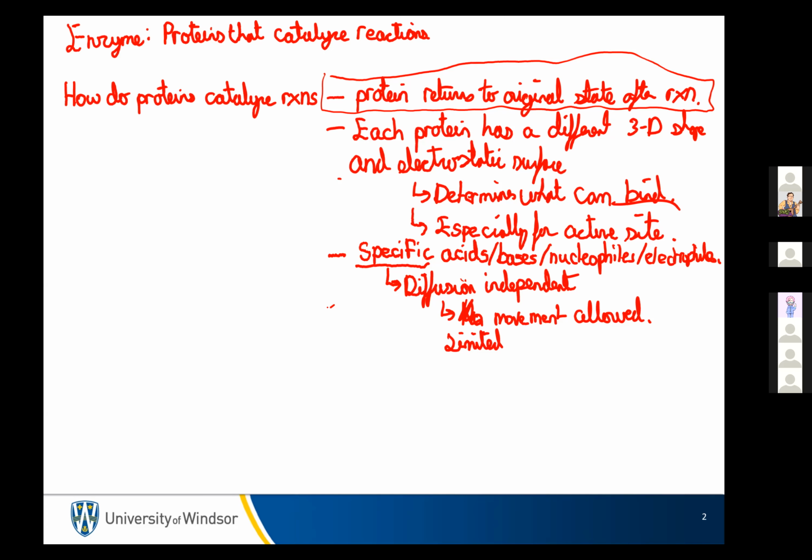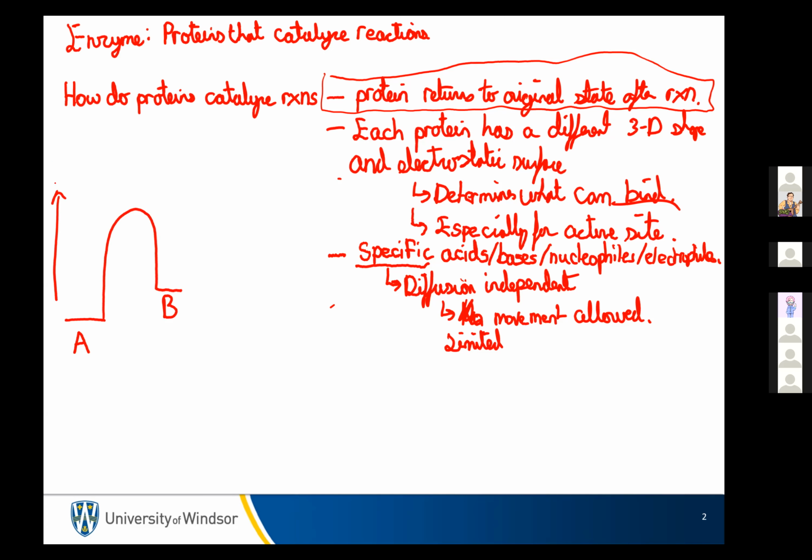So if we step back from enzymes in general, you have a chemical reaction, and we're saying I'm catalyzing the chemical. So let's say we have a reaction. This is the uncatalyzed reaction. A goes to B.